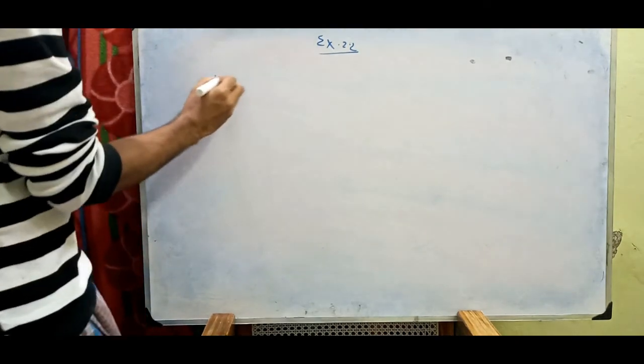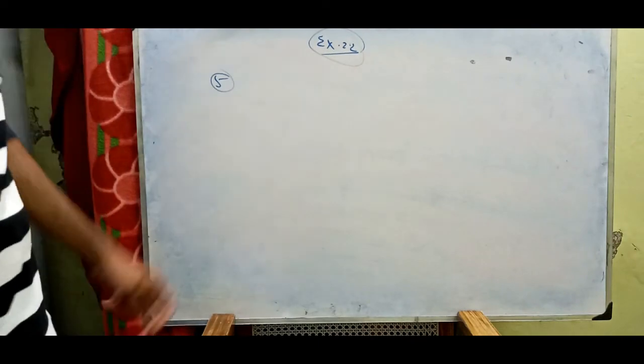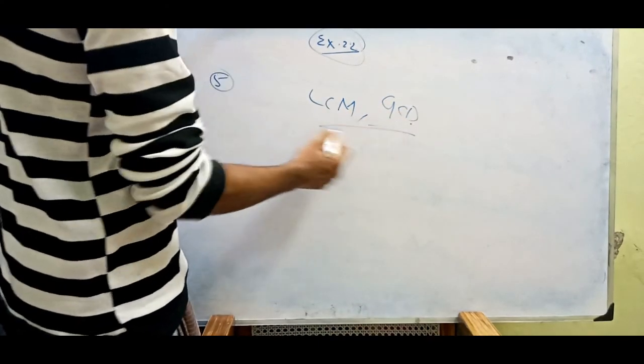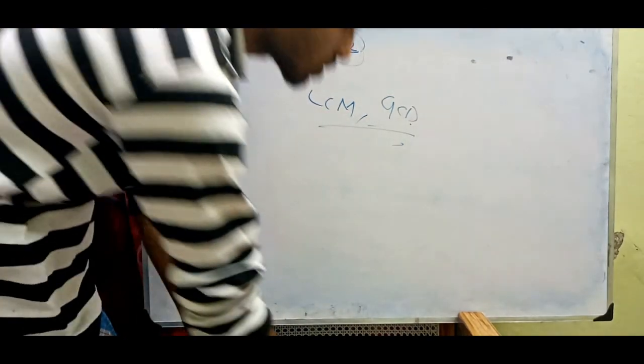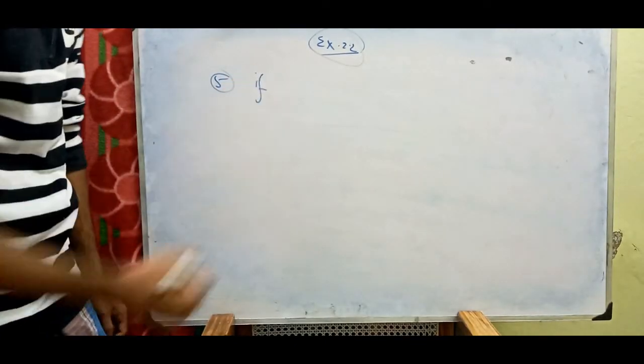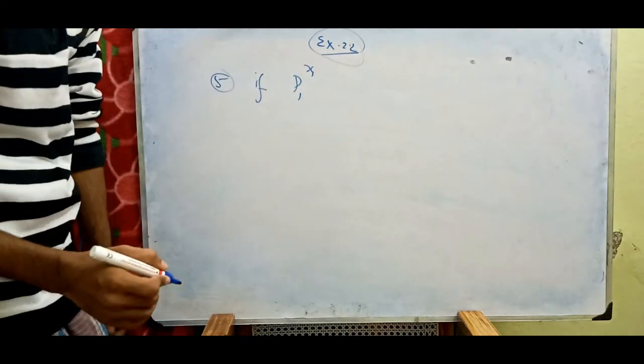Now the fifth question. In exercise 2.2 all the questions are easy, you just have to apply the LCM and GCD. Once you know the LCM and GCD, and where and how to operate with them, you can easily do all the problems. Okay, I'm just giving you the simple technique. So this is based on the fundamental theorem of arithmetic.